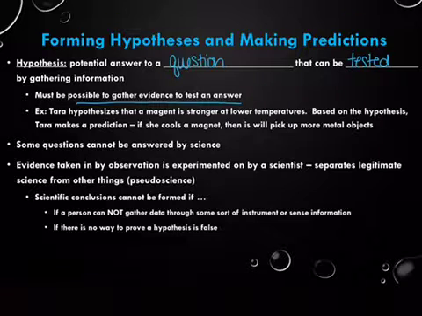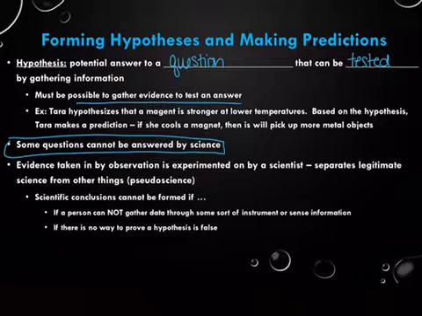So this brings us to the idea that some questions cannot be answered by science because we don't have any evidence gathered by our senses to answer those questions. So evidence taken in by observation is experimented on by a scientist. This separates legitimate sciences from other things.